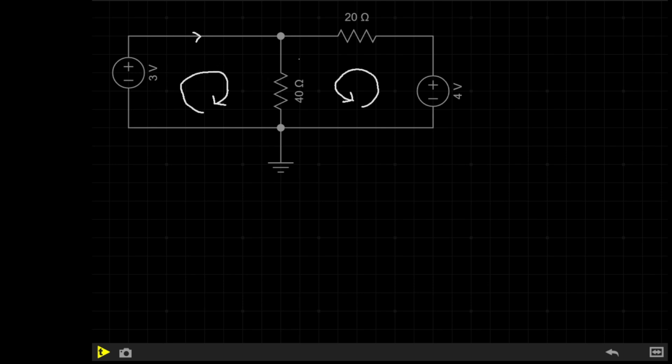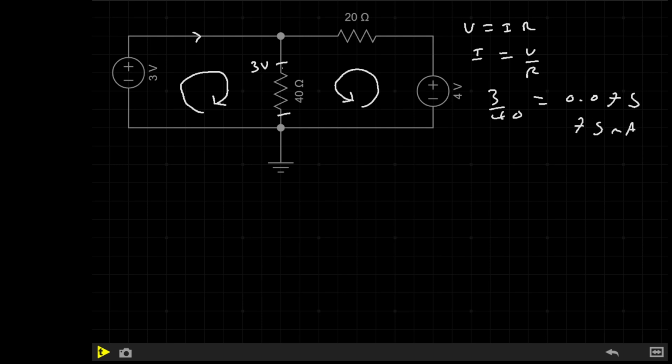So in this first loop, we know that Kirchhoff's voltage law tells us the voltage supply must equal the voltage dropped. So because there is only a 3 volt supply and only one resistive load, we actually know the voltage drop across this resistor must be 3 volts. Using that, we can use Ohm's law because we now know the voltage and the resistance of this part here. Ohm's law is V equals I times R, or rearranged to give I, which would be I equals V divided by R, giving us 3 divided by 40 equal to 0.075 or 75 milliamps. So the current flowing through this resistor is actually 75 milliamps.